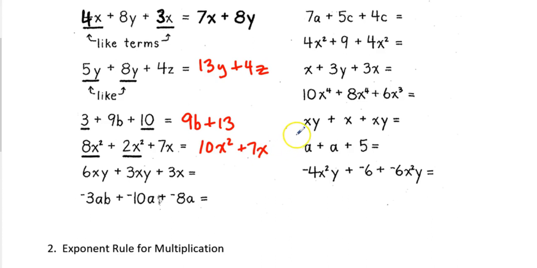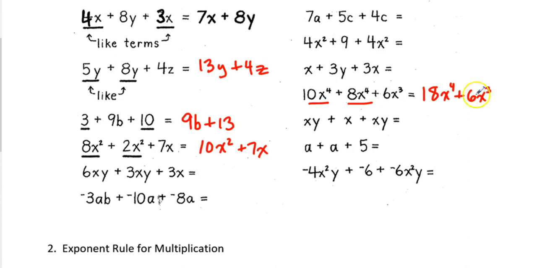Okay, let's do two others together. This one over here. Okay, got some like terms. Let's underline them. Those are like. I can therefore add them. I don't do anything with the exponent. It just stays x to the 4th. The 6x cubed off by itself.